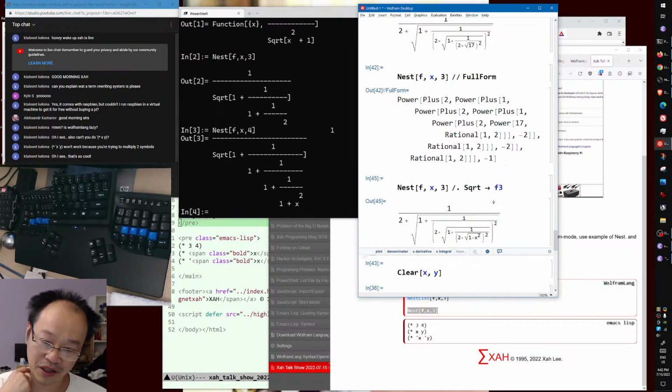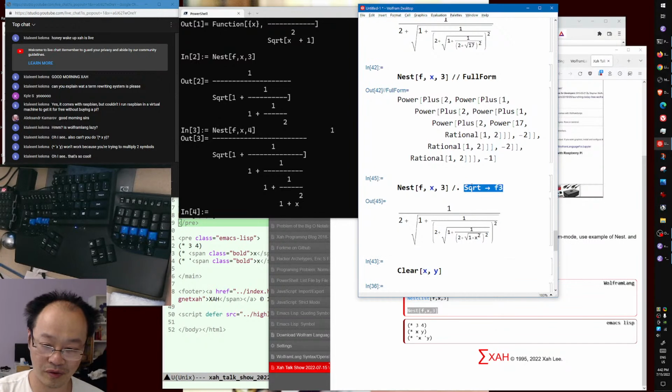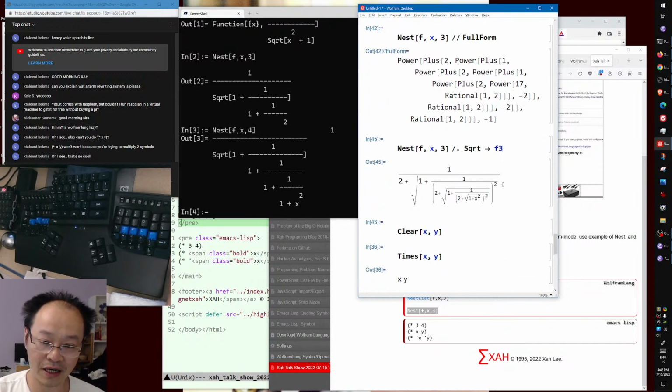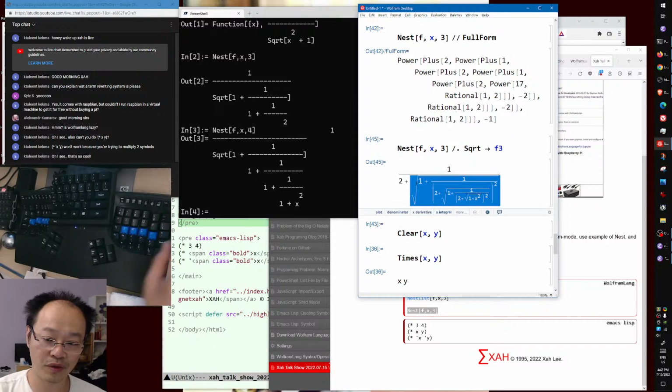This is actually tricky. This is more advanced. I want to replace all square roots by F3. So I'm expecting a result where all these square roots are just a function called F3. F3 will do whatever. But it failed. So why does it fail?